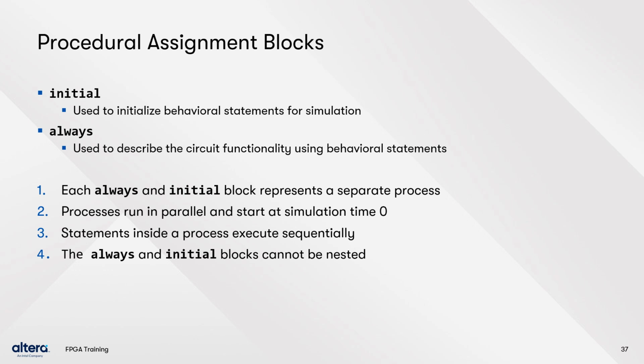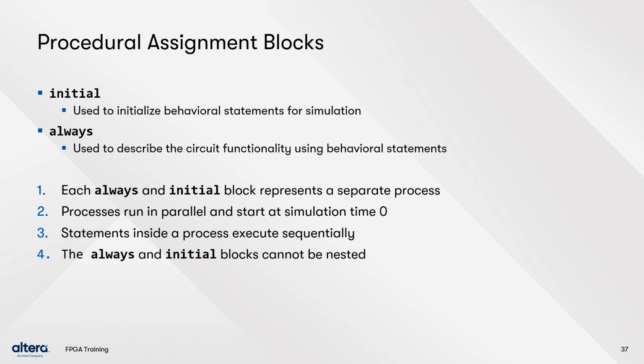Procedural assignments are made inside procedural assignment blocks. There are two types of procedural assignment blocks: initial block and always block. Initial blocks are typically used to initialize behavioral statements for simulation. Always block, as indicated by its name, is always executing in a looping fashion. They are used to describe circuit functionality. A typical design will include many initial and always processes. The processes all run in parallel, but the statements within a process are sequential.